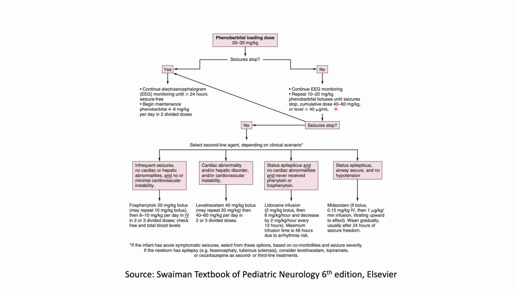Again, second line agents are all equally efficacious. It may be fosphenytoin, it may be levetiracetam, it may be lidocaine or midazolam, if they do not respond to bolus medications. So the last two which I mentioned are infusions, right? So you choose them based on the other comorbidities the child has.